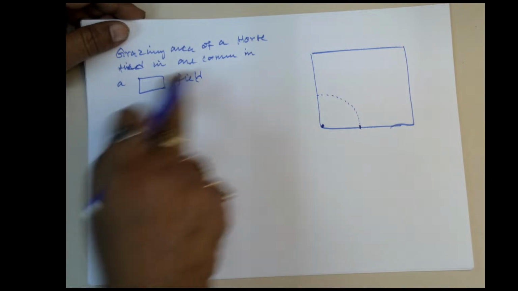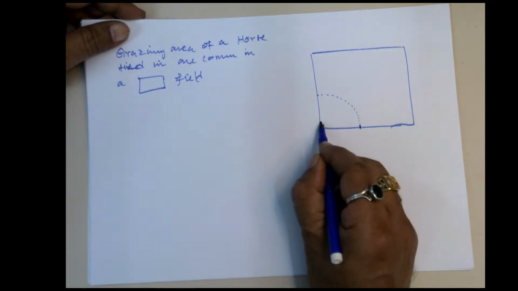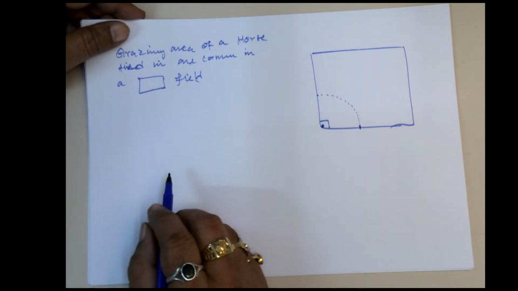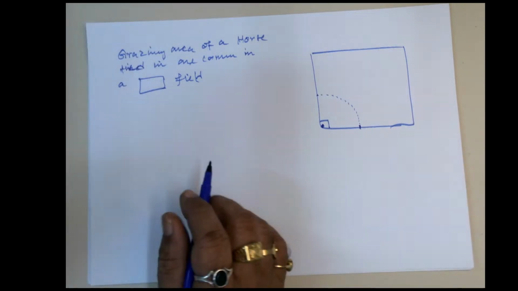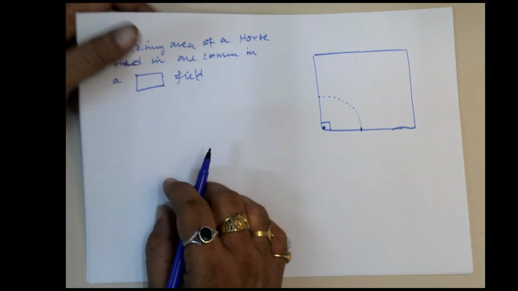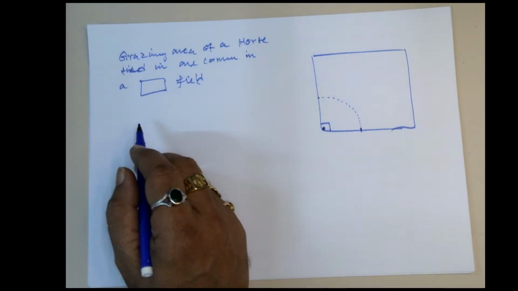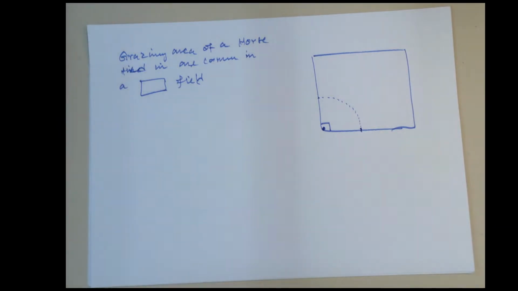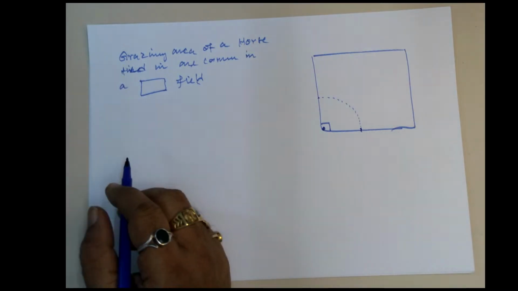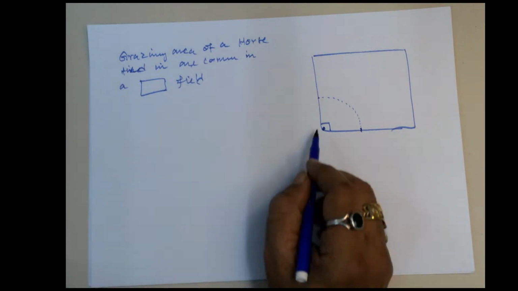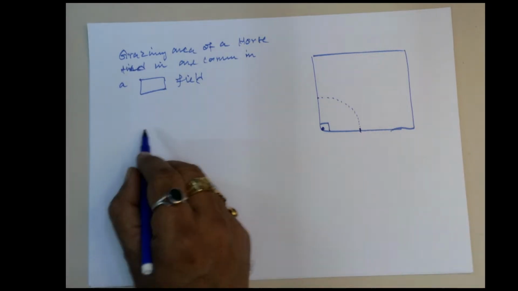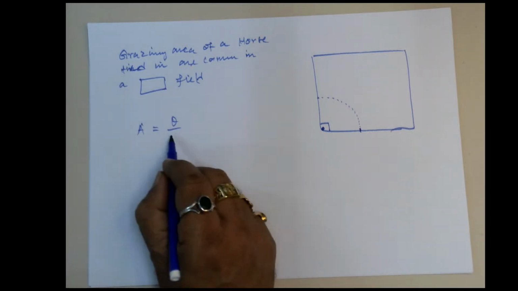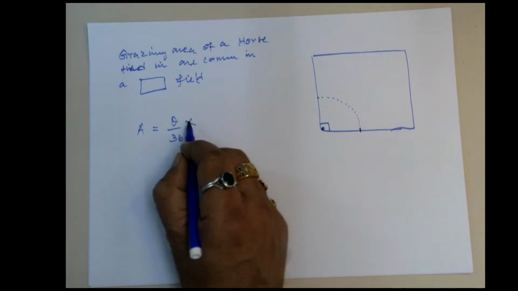When you are asked such type of question, you should note down that this is 90 degrees and this is nothing but the sector with 90 degrees. Do you understand this? Likewise, you have to analyze the theta also. So, what is the grazing area of a horse which is tied in one corner of the rectangular field? A is given by, this is a general formula, theta divided by 360 into pi r square.